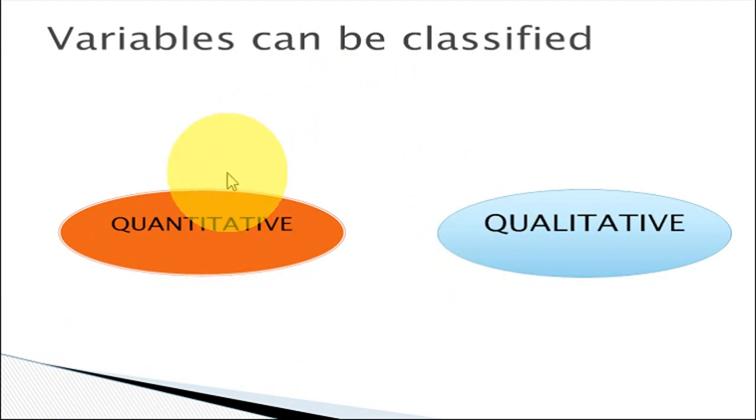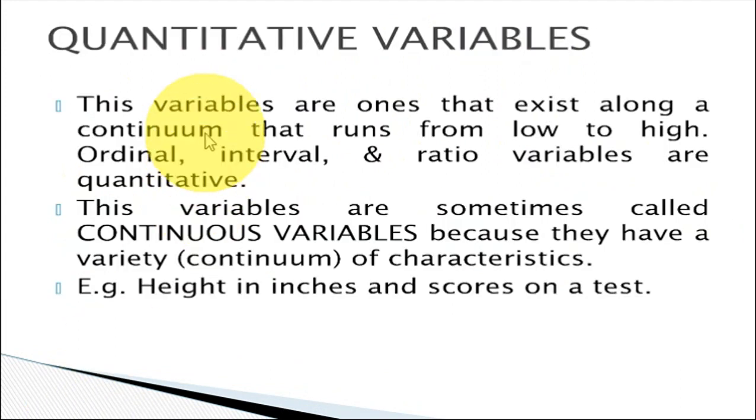Variables are traditionally classified as quantitative variables and qualitative variables. Quantitative variables are the ones that exist along a continuum. That means there is a continuity which runs from either high to low or low to high. There is a continuity in the scores, in the numbers of the variables, in quantitative variables. So ordinal, interval, ratio variables are all quantitative variables.